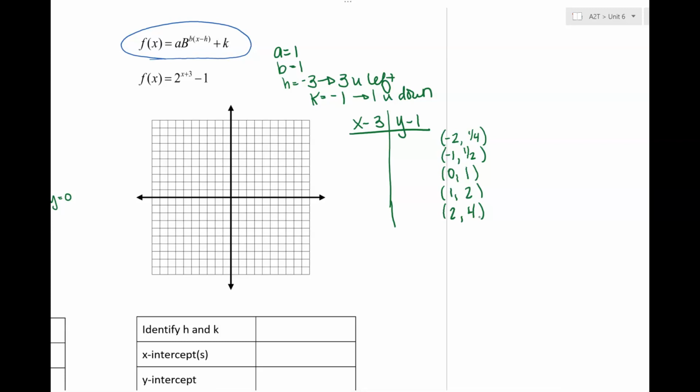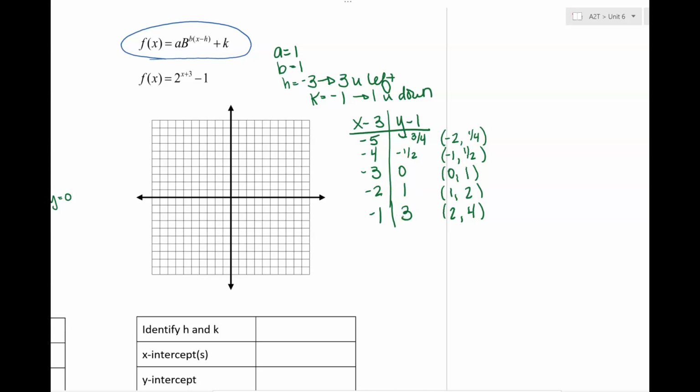Okay, so if we plug in negative 2 for x, we get negative 5. Negative 1, we get negative 4, and so forth. If I plug in 1/4, I'm going to get negative 3/4. If I plug in 1/2, we get negative 1/2. 1, we get 0. 2, we get 1. And 4, we get 3.